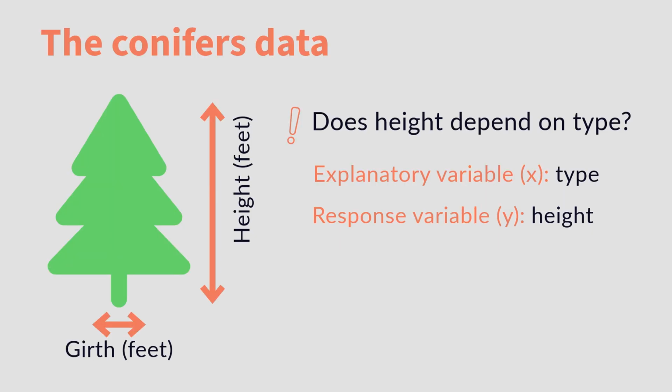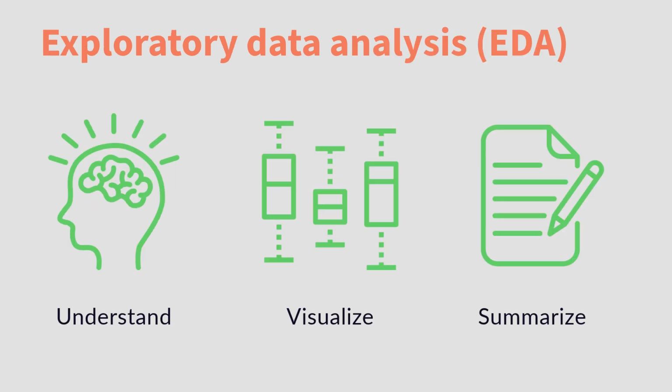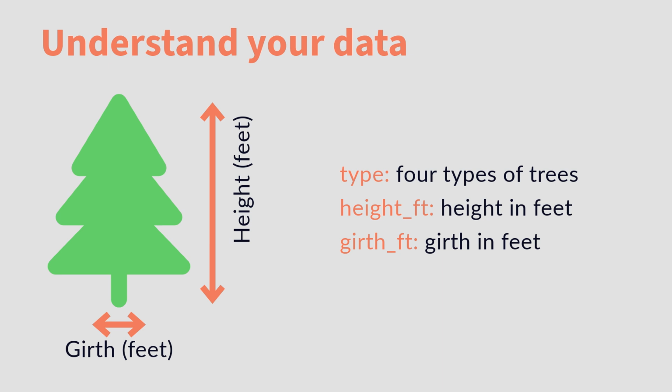Let's ask the following question. Does height of a tree depend on its type? In this case, our explanatory variable becomes type and the response variable becomes height. You will notice that the explanatory variable is not a numeric one, but a categorical one. Before we start linear regression, let's perform an exploratory data analysis. This step we have already completed before.